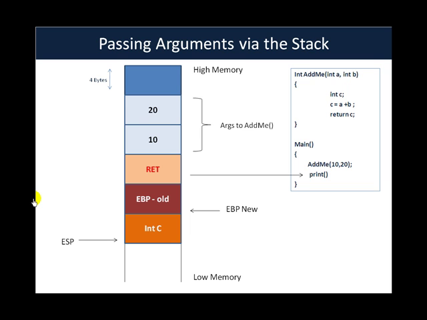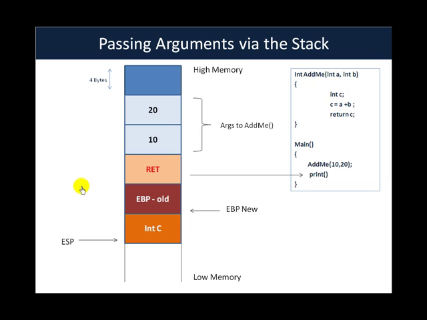So just to summarize, the arguments which are passed to a function are stored on the stack, then the return address is stored, then the old value of EBP is stored, and then EBP points to the top of the stack at this point when we enter the new function, and from here onwards all the local variables for the function will be stored and ESP will be changed accordingly.